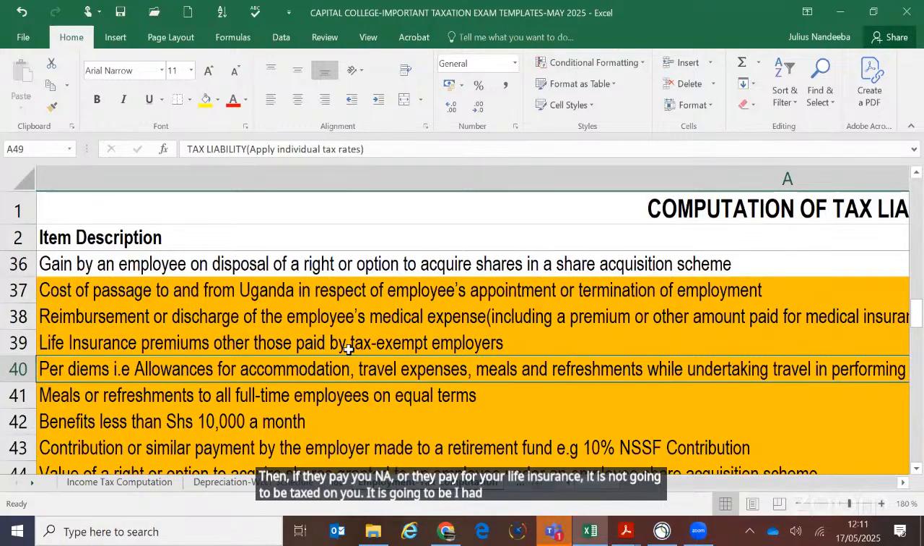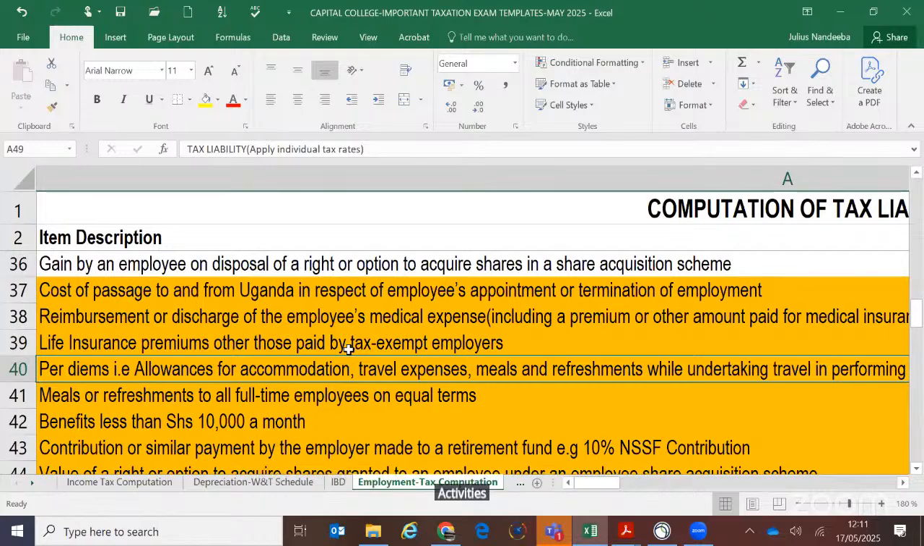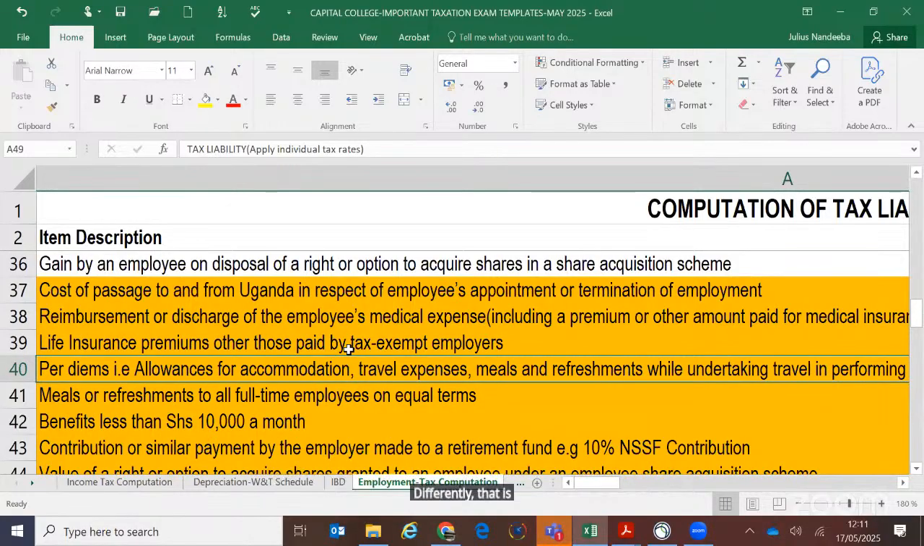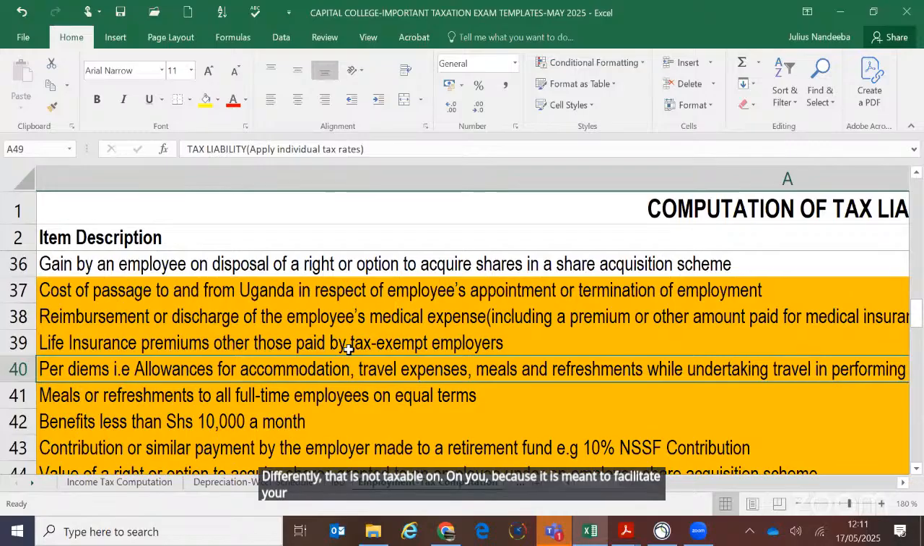I had already talked about the subsistence allowances, allowances for accommodation, travel expenses, meals and refreshments while undertaking travel in performing your employment activities. The MD went for a workshop and they paid for his travel. You went to the field, they paid for your travel. They gave you transport, they gave you meals. Definitely that is not taxable on you because it is meant to facilitate your work.